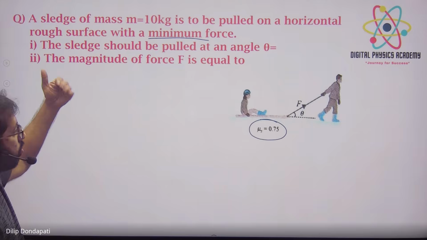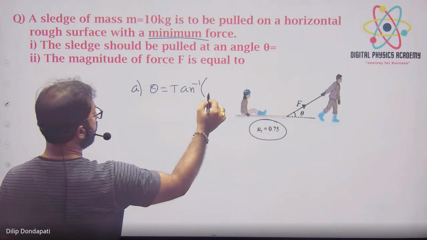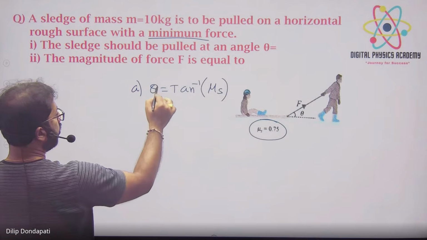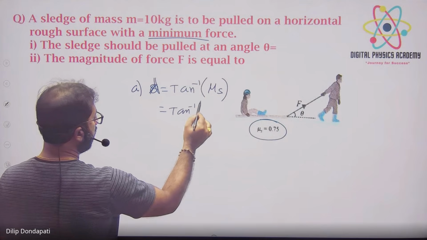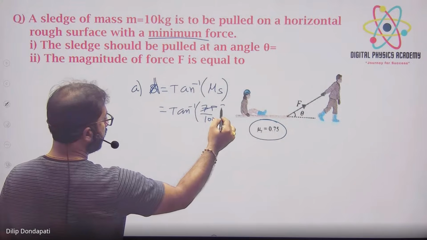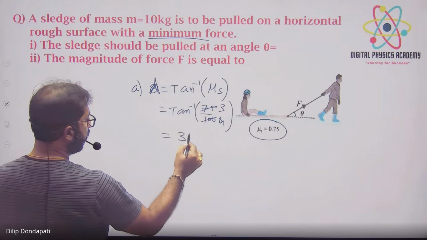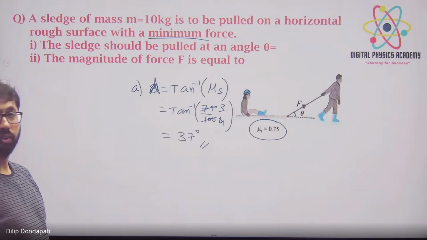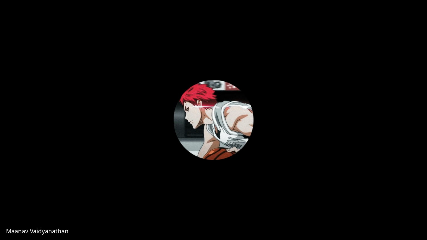Now he's asking how much force at a time. So can't we directly say that 0.75 is equal to tan theta? Yes, tan inverse of mu s is the formula. Theta is tan inverse of mu s. Mu s is how much? 0.75, that is 75 by 100, so 3 by 4. So 3 by 4 is which angle? 37 degrees. So at that angle, if I pull, will the force be 48 newtons?